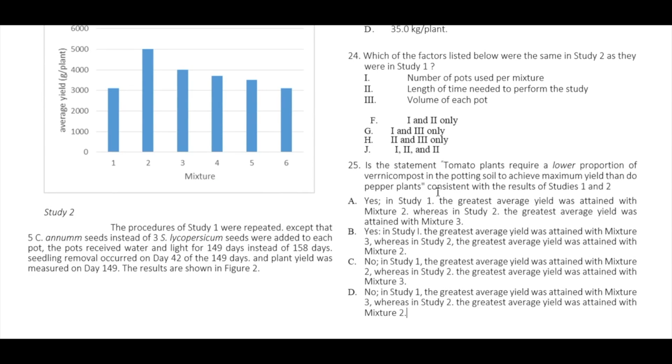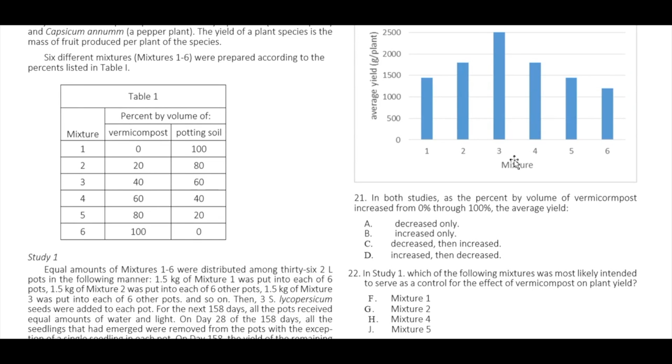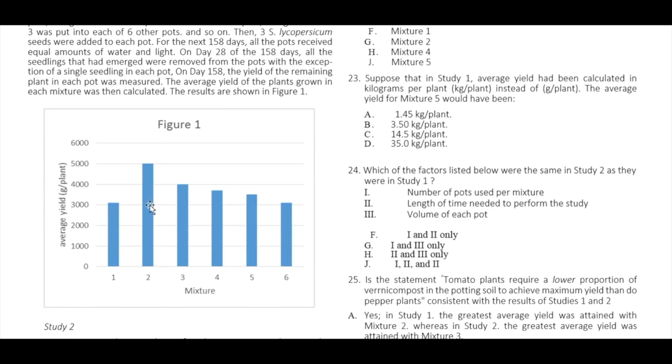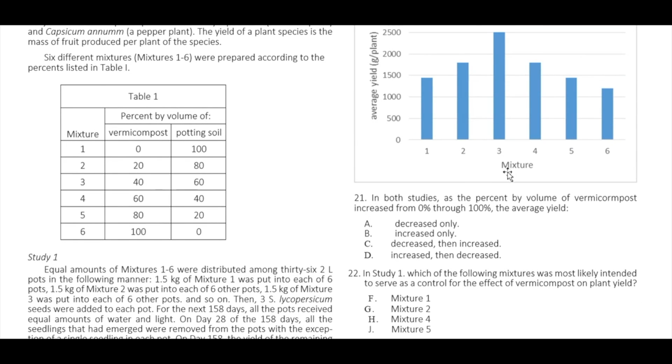And the question is asking here, and this is a bit tricky, we need to read these carefully. Tomato plants require a lower proportion. So study 1 was tomato plants, and it had mixture 2, and study 2 was pepper plants, and you needed mixture 3. Now we need to evaluate what the mixtures mean. Mixture 3 had 40% vermicompost, and mixture 2 had only 20% vermicompost. So mixture 2 had less vermicompost than mixture 3, and that means that tomato plants achieved the maximum yield with less vermicompost than pepper plants, which achieves maximum yield with slightly more vermicompost.